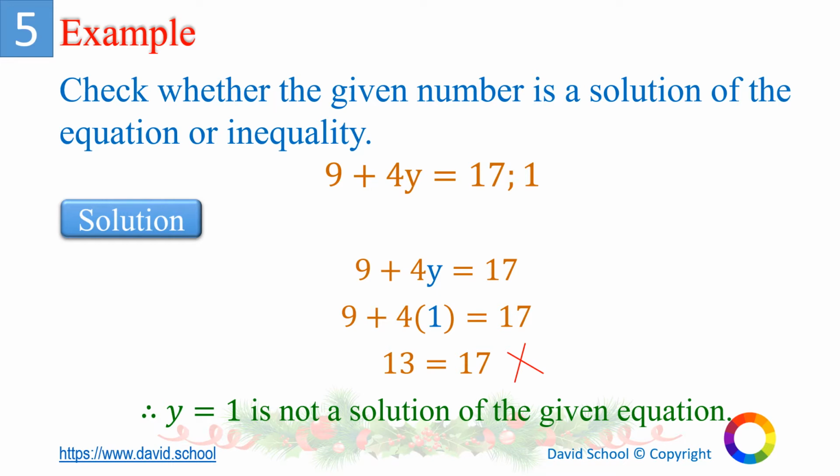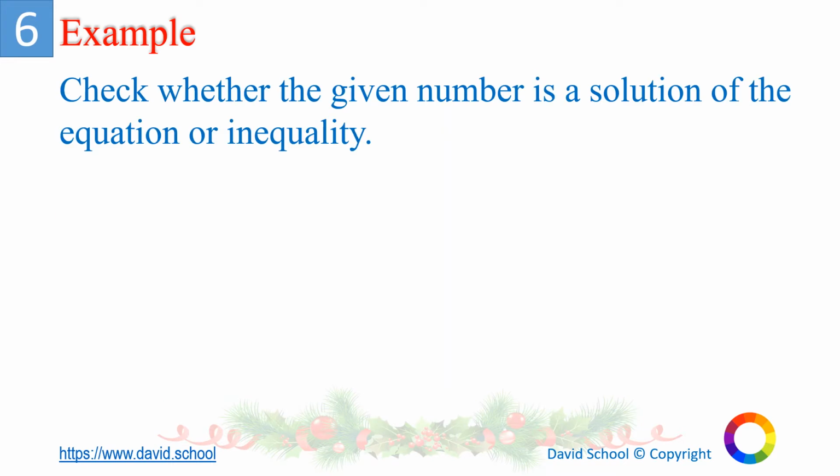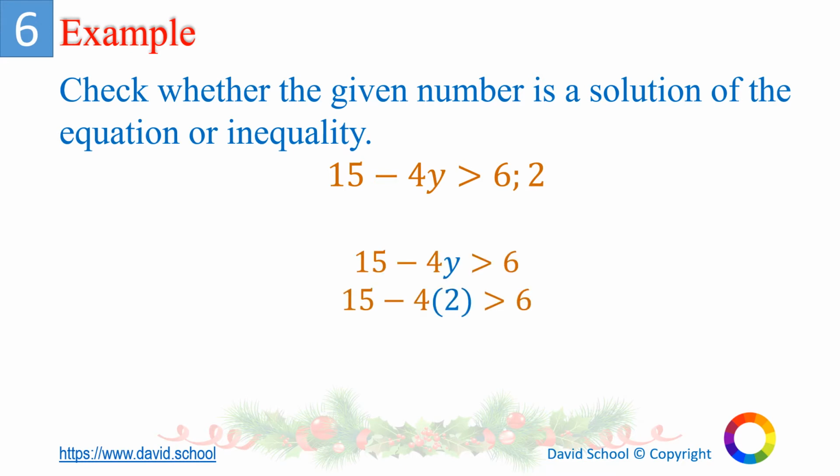Let us see one more example. Check whether the given number is a solution of this inequality. 15 minus 4y is greater than 6. Let us see whether 2 is a solution of this inequality. Simply substitute 2 for y. Then 15 minus 4 times 2 is 8, which is 7, is greater than 6, which is a correct statement. Therefore, y equals 2 is a solution.